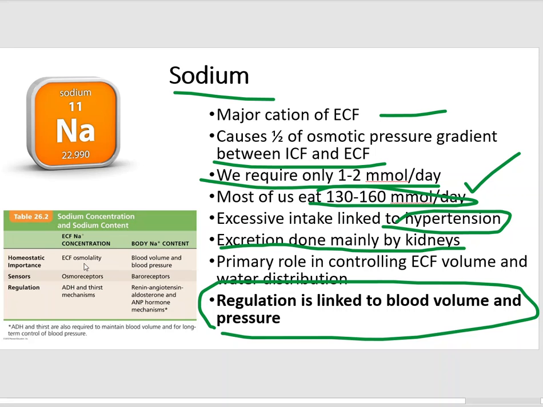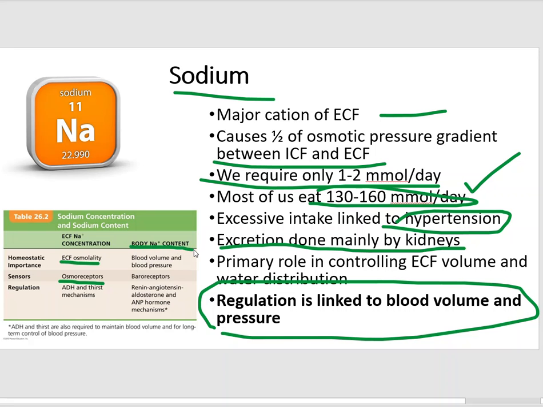As far as our little table here, the ECF concentration is osmolality. We have osmoreceptors that report to the hypothalamus, which in turn is going to control the release of ADH from the posterior pituitary and stimulate the thirst centers in the medulla.